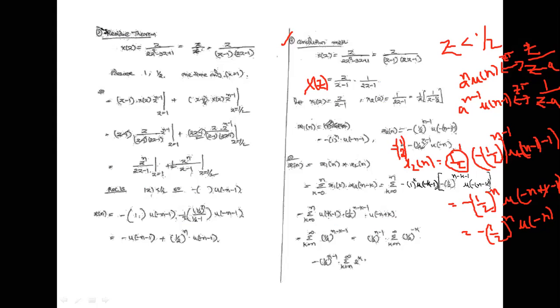Okay, using only the 1 by 2 whole power n minus 1 mu of minus n, then apply the convolution of x1 of n with x2 of n. The formula is the sum of k equal to 0 to n, x1 of k and x2 of n minus k. So the first function you can observe here, I substitute the n value as k value: minus 1 power k mu of minus k minus 1.